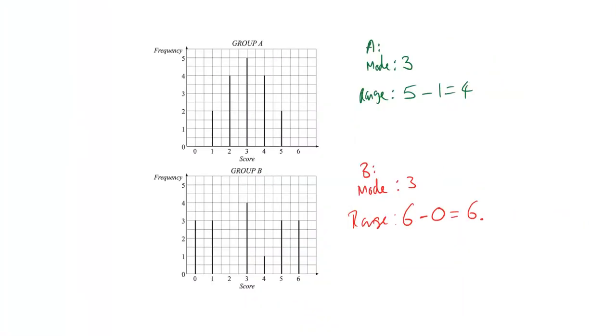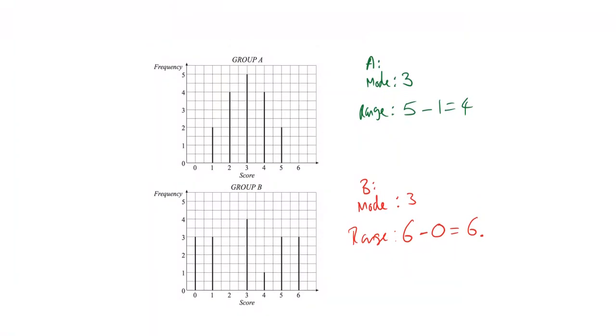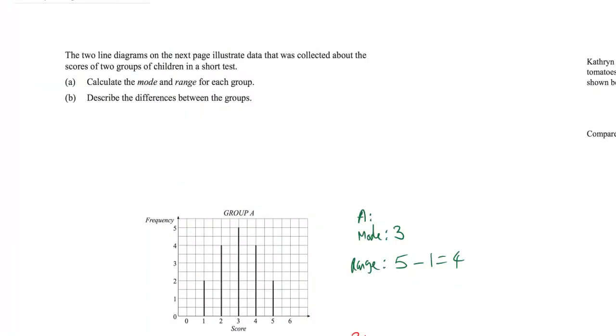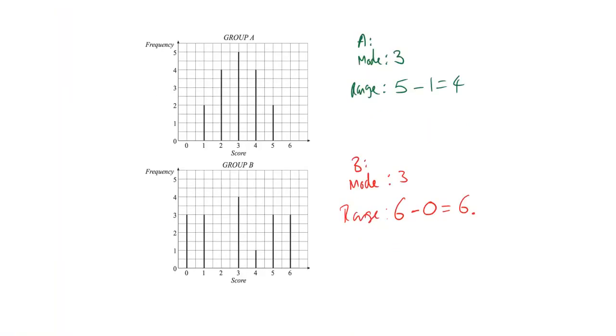Okay, so we've done the first part of our question. We found the mode and the range for each of these groups. Let's see what part B is. Describe the differences between the groups. Okay, so we can say that, first of all, the mode is not telling us much by comparison. Both of these two groups had the same mode score. They both had an average mode of 3.